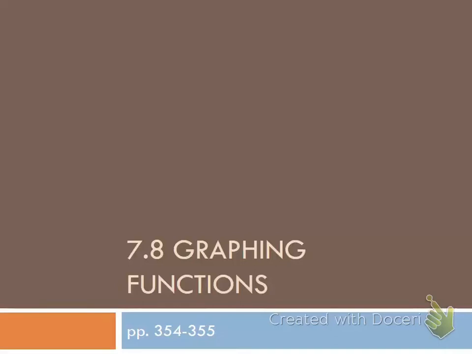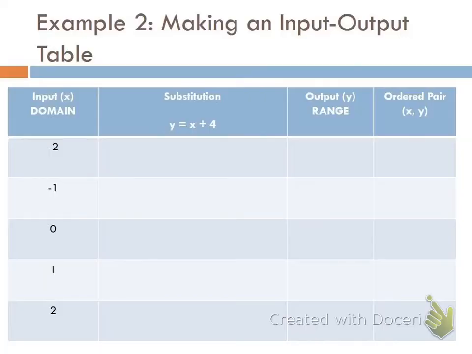Okay, today we're in 7.8, graphing functions. We're going to use one of the tables that we did yesterday in our notes from 7.7. Remember this table that we learned yesterday? Where we take the function y equals x plus 4 and we make our substitutions. This is review. Go ahead and get out your 7.7 notes from yesterday, so you can look along with me.